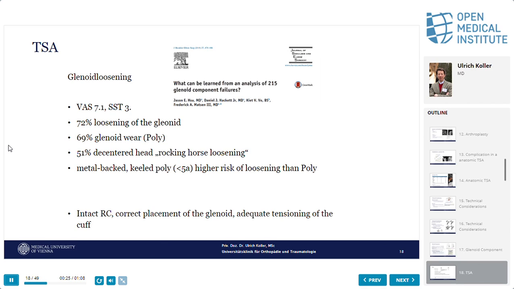And 51 were decentered heads, so they had this rocking horse loosening. But that can be the reason. Why do you have a rocking horse phenomenon? Do you know? Does anybody know that?